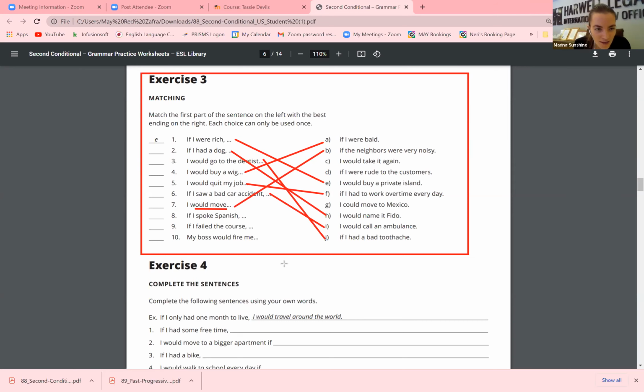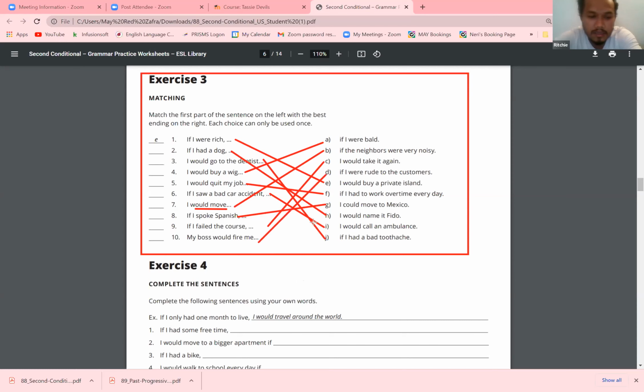If I spoke Spanish, I would move to Mexico. Oh, good. Next, Mayuko, number 9. If I failed the course, I would take it again. Okay. Richie, number 10. My boss would fire me if I were rude to the customers.